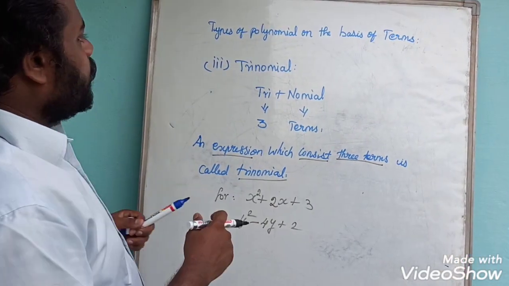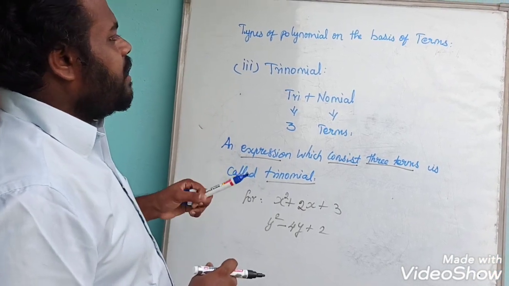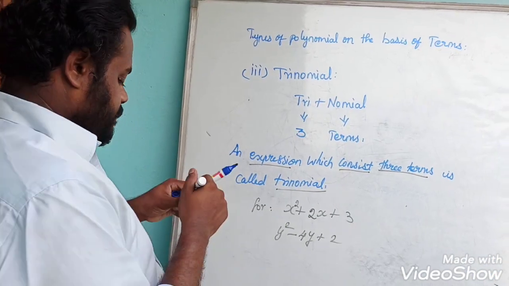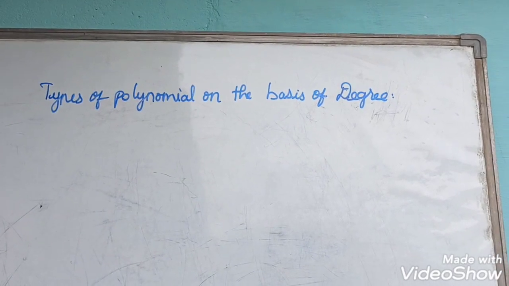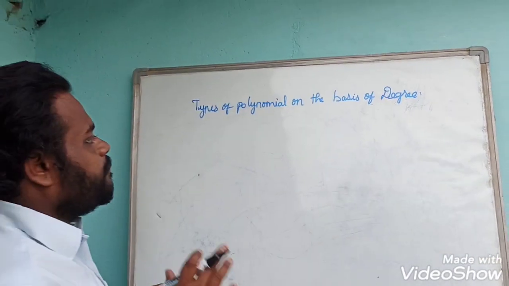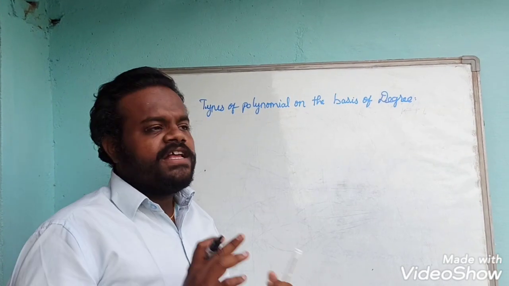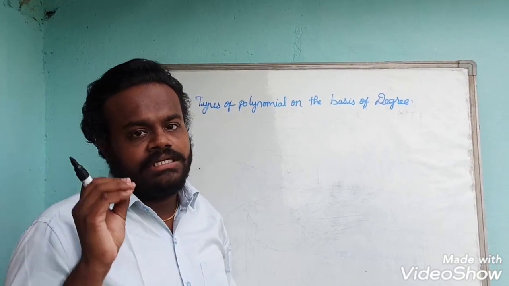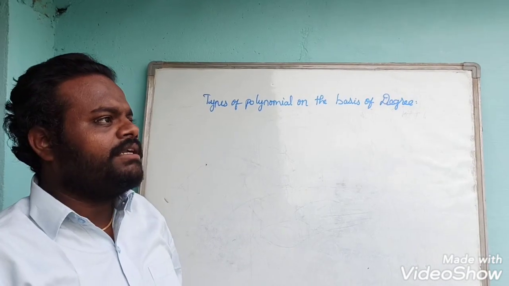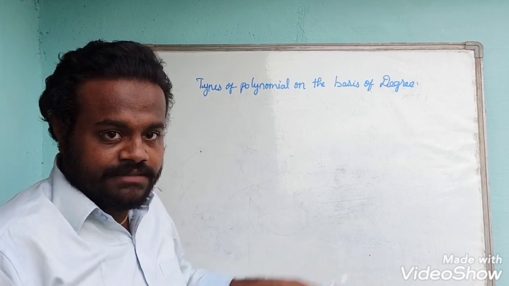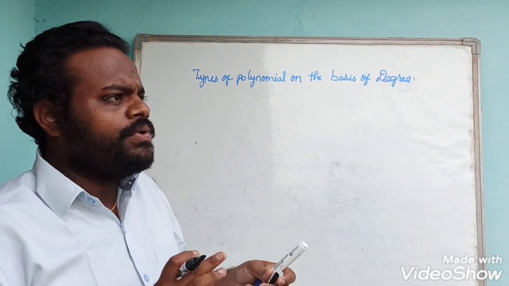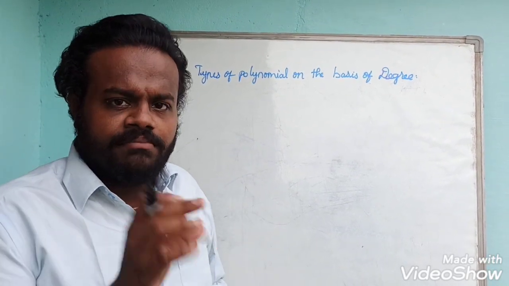So next we move on to types of polynomial on the basis of degree. Before we see the types of polynomial on the basis of degree, first we need to know what is meant by degree. Degree is not to measure the temperature. In this expression, how do you find out the degree? And what is meant by degree?